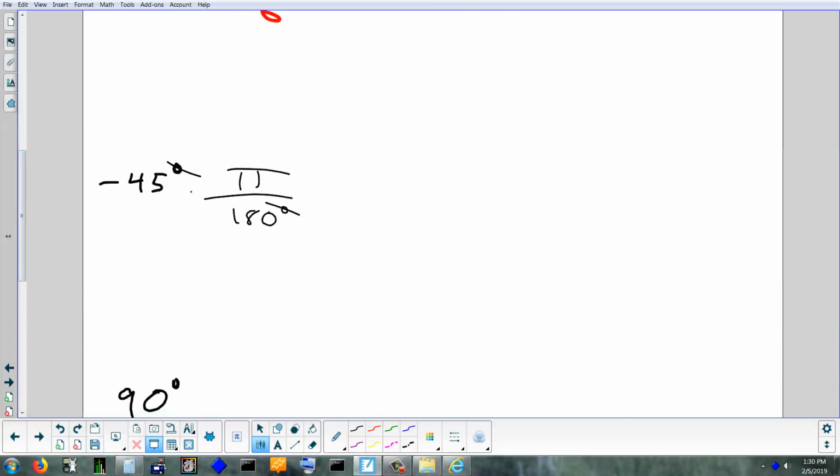Degrees cancel, and what number goes into 45 and 180? 45. It doesn't always happen that this number goes into this number evenly, but it does happen a lot, and that's why we can reduce it. 1, and how many times does 45 go into 180? 4 times. So the answer here is negative 1 times pi over 4.